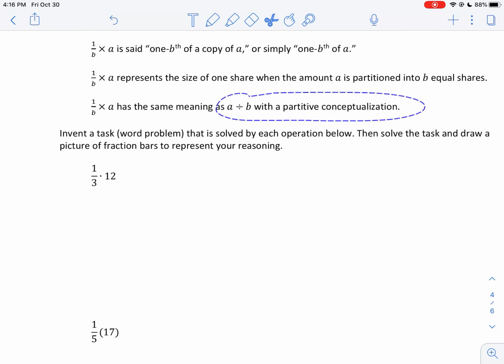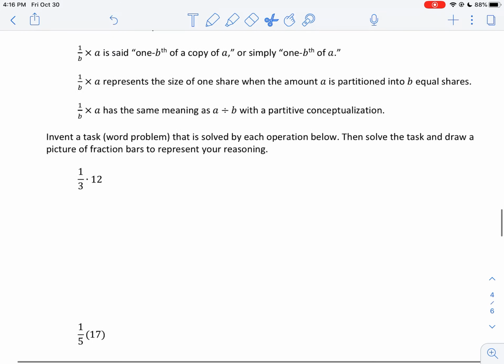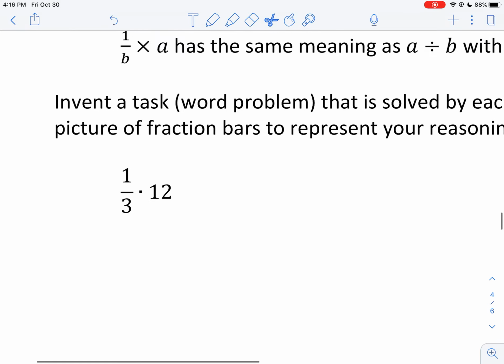All right, for these examples, we're going to invent a task, which means write a word problem. I realize that when I say this in the homework problems, when I say invent a task, some of you don't realize that means write a word problem. But invent a task means write a word problem, give a context, and ask a question that is solved by each operation below. Then solve the task and draw a picture of fraction bars to represent your reasoning.